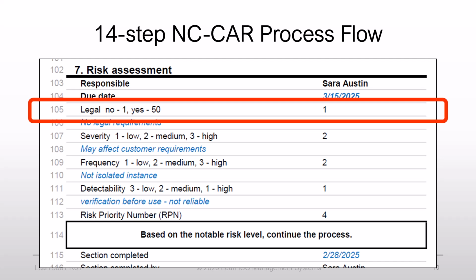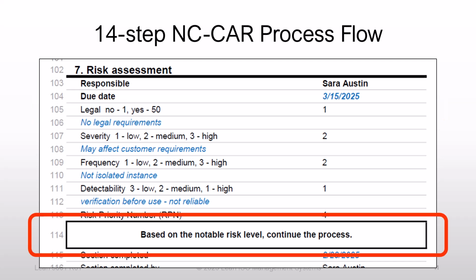Ultimately, the process considers the RPN threshold to stop the process or continue. In our example, while there were no legal implications, the RPN was high enough to require the following steps.